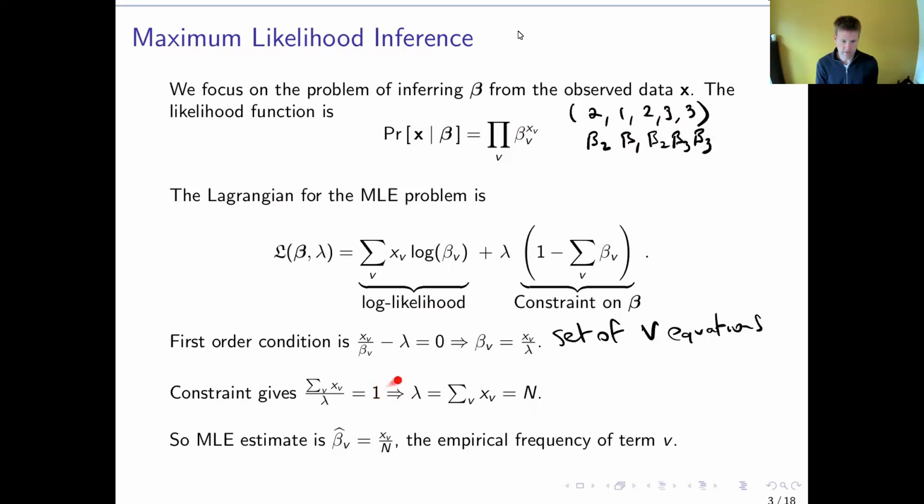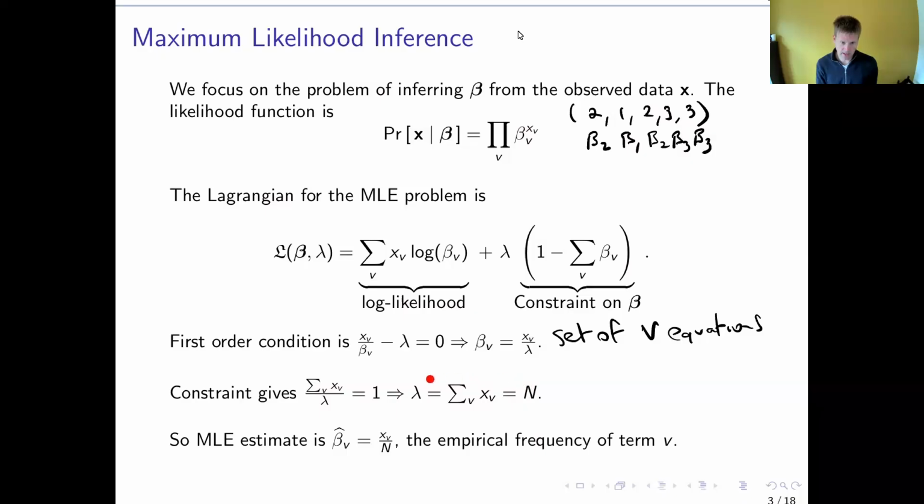So that 1 right there is coming from summing these betas up across the capital V equations. And then when I sum these up, these xv divided by lambda, I'm going to generate this sum, all right? And what is the sum over all of the terms in my document? Well, that's just the number of slots in my list, all right? And I call the number of slots in my list capital N. All right, so that's just how much data I have, how long this list is.